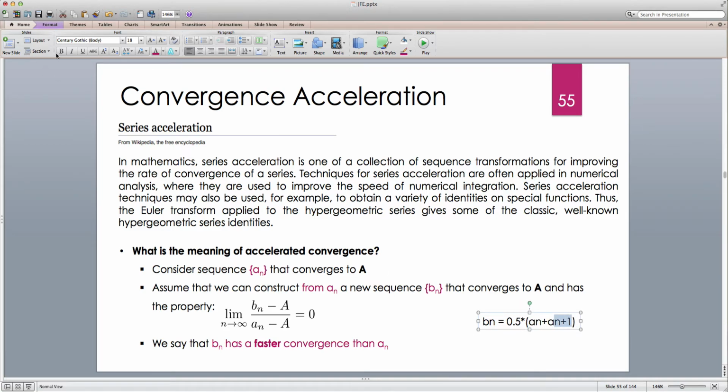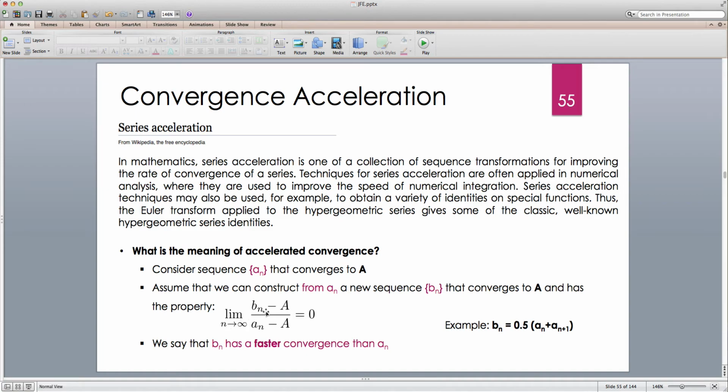So this is one example. And in this example, what you see is that basically if an converges to capital A, then the limit of this is half times A plus A, which is A. So bn also converges to A. So if an converges to A, bn is also guaranteed to converge to the same number.